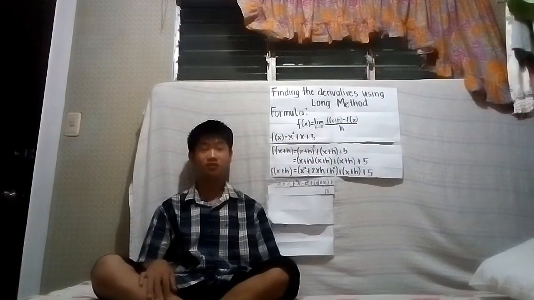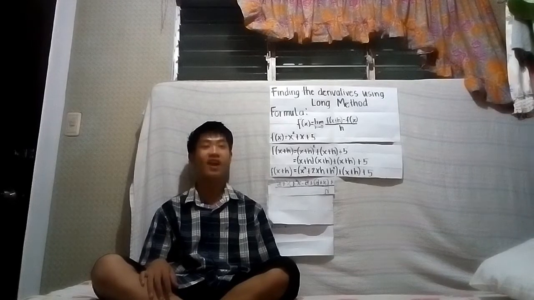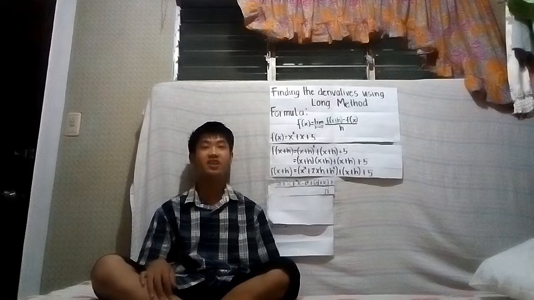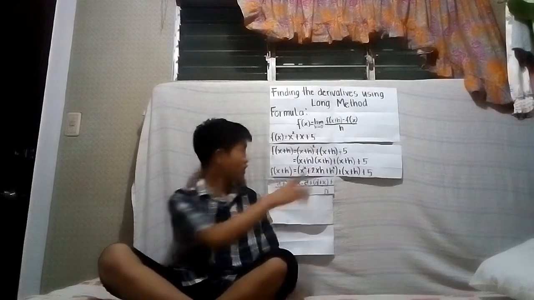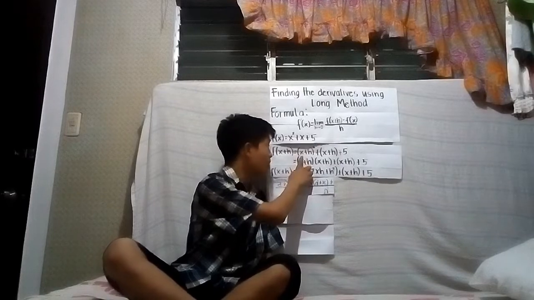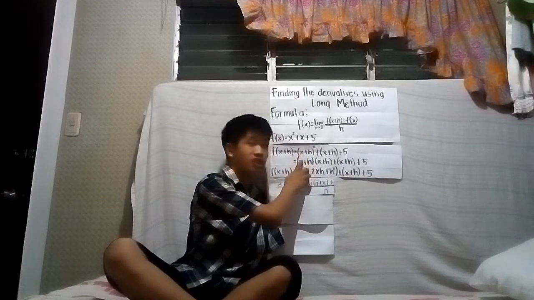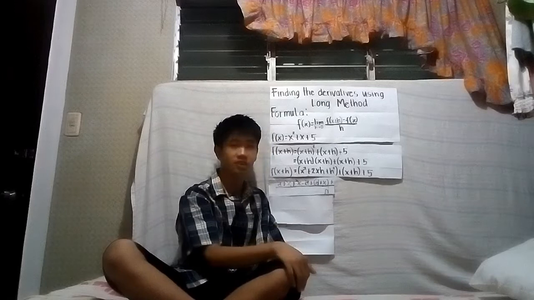First, we need to find the value of f of x plus h. In order to obtain that, we need to add h to all the x's in our function. As you can see, I came up with the answer: the quantity x plus h squared plus x plus h plus 5.